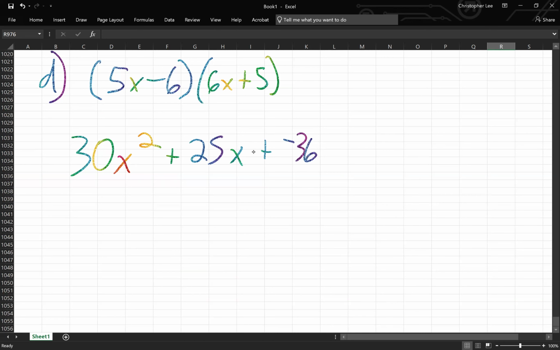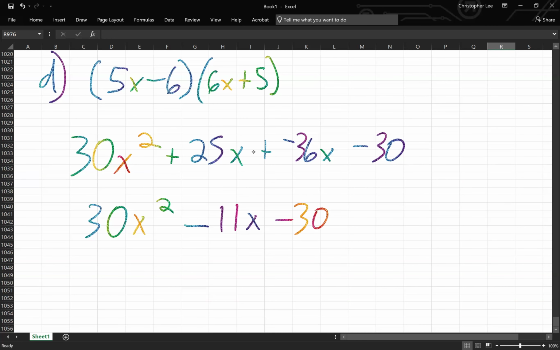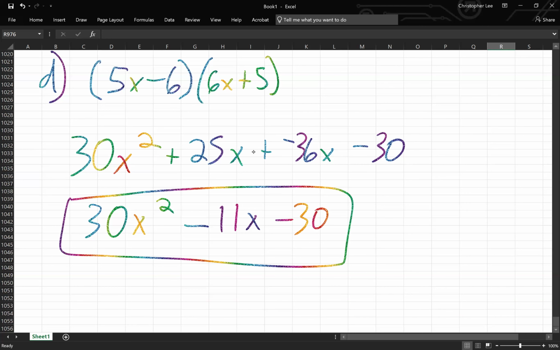Plus negative 36x, minus 30. What did we notice here though? These two binomials are not the same. They have a different a term and a different b term, so I can't use the pattern here. So back to what you know how to do: the distributive property, or the vertical method. Combine like terms. Final answer, 30x squared, 5 and 6, negative 11x minus 30. And that's it. We good? All right, let's keep moving.